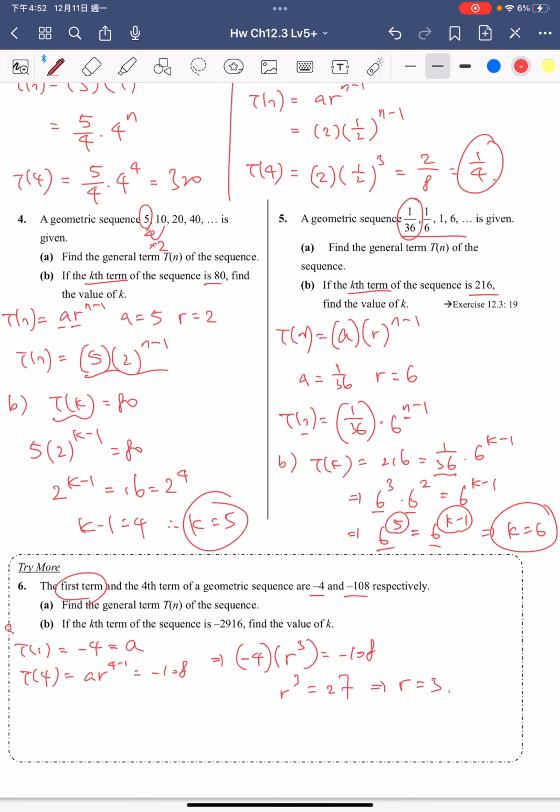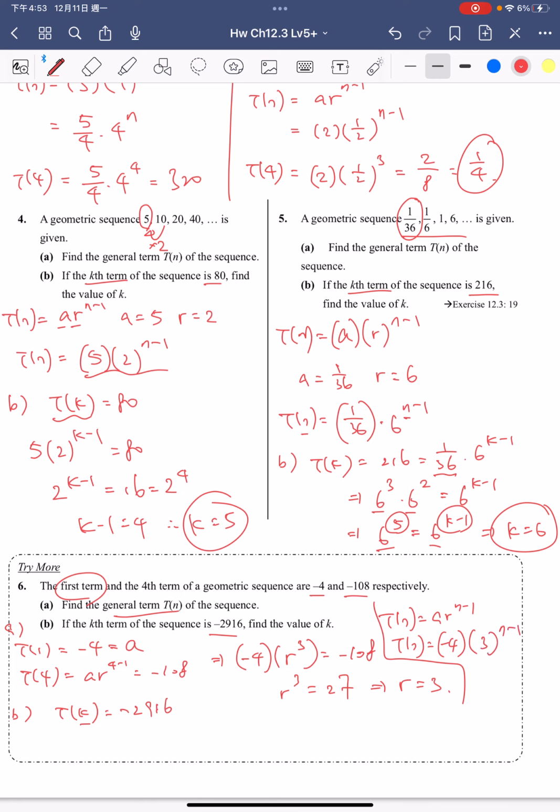Okay, so this is for part A. For part B, the kth term of the sequence is negative 2916. So the kth term, which means tk, is negative 2916. And we change the k to become the, sorry, I haven't written down the general term. So Tn is equal to a r to the power of n minus 1. So we can say that Tn is equal to a, what is a? a is negative 4. And the ratio is 3 to the power of n minus 1.